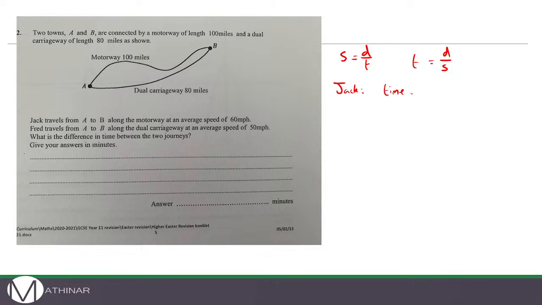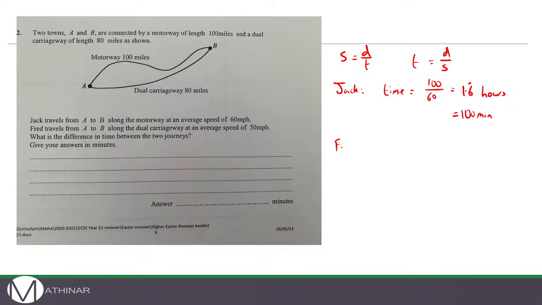Time equals distance, which is 100 divided by 60. So 100 divided by 60 is 1.6 recurring, and that is, sorry, that's hours. Yeah, 1.6 recurring hours. And what is that in hours and minutes? Well, 1 hour is 60 minutes, so if we can just times that by 60, that will give us 100 minutes. So Jack takes 100 minutes.